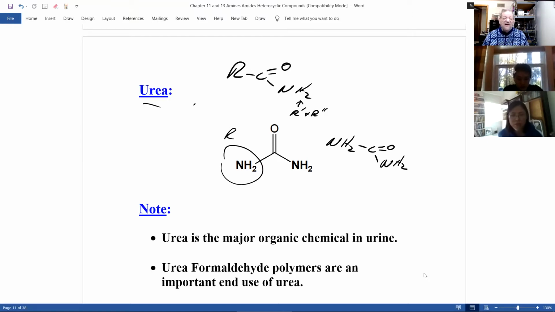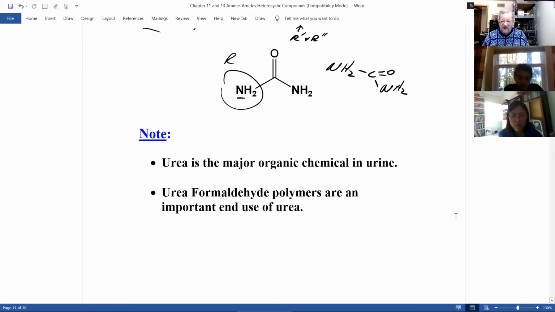Urea is the major organic chemical in urine. It's one of our body's key ways of getting rid of nitrogen waste. Urea is a white solid at room temperature. In your urine it's obviously in solution, dissolved in water, but it's also used to make certain polymers, which I'll talk about.